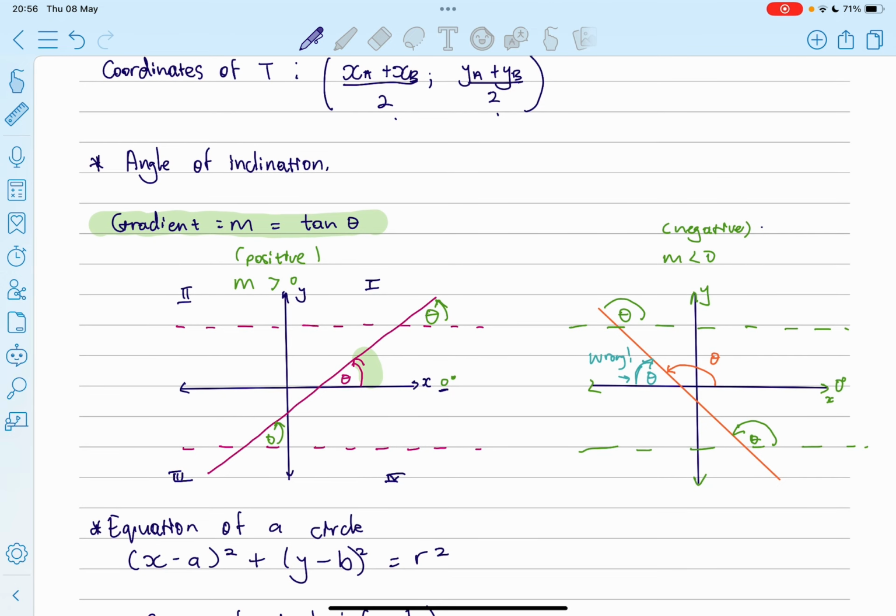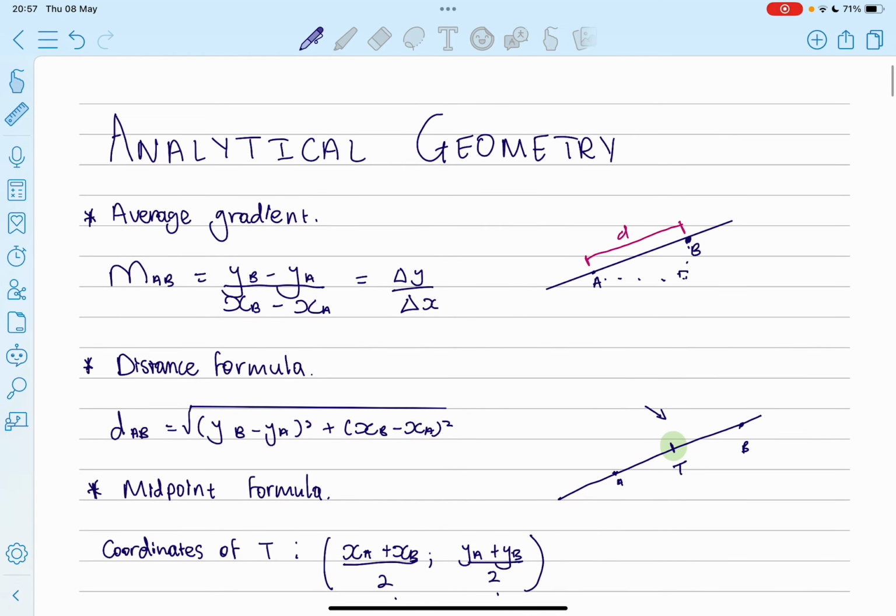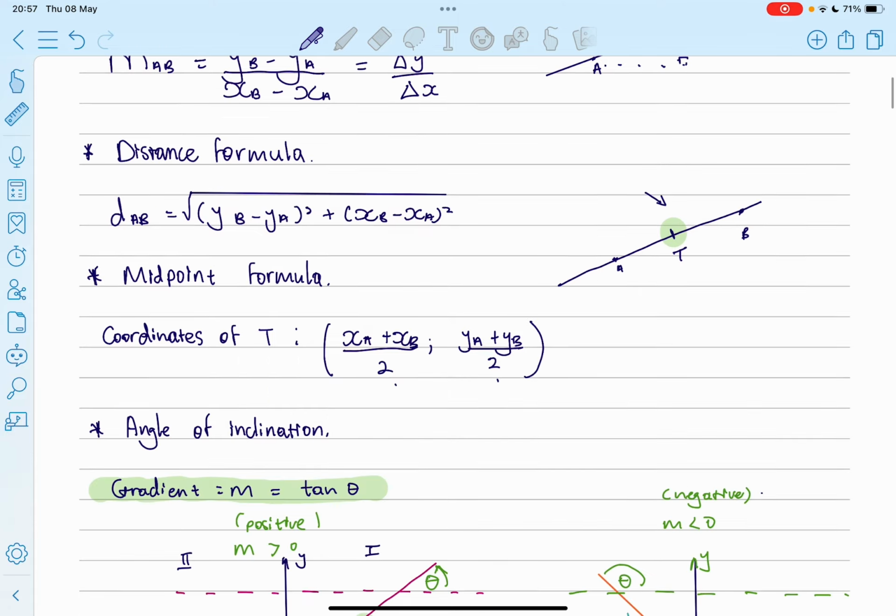Next is the angle of inclination. So understanding what the angle of inclination is very essential, because you also use this to calculate the gradient. So you can calculate the gradient using two methods. The first is with the angle of inclination with tan theta, or you can use the equation we looked at in the beginning, which is the difference between the y and the x values.